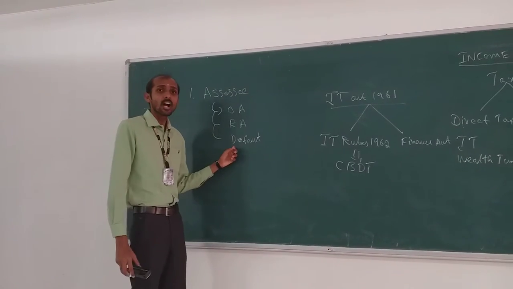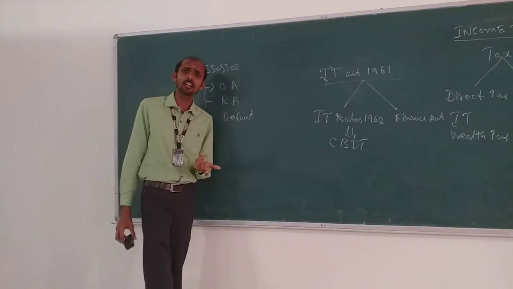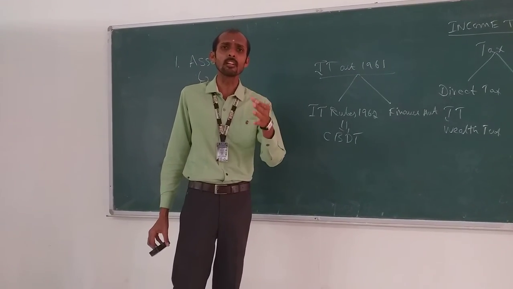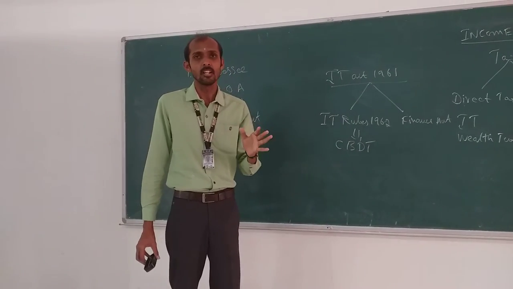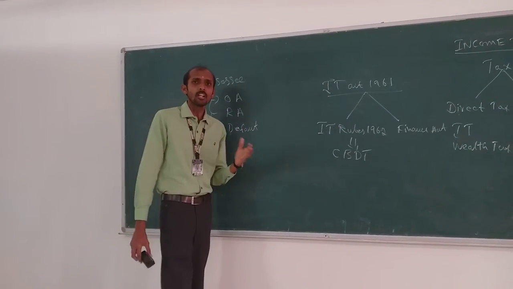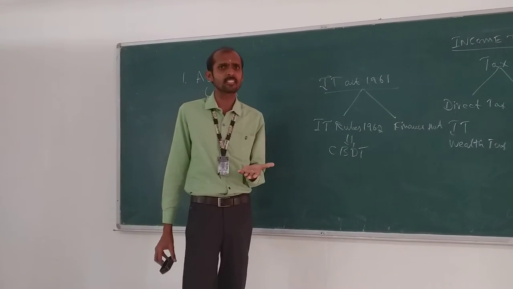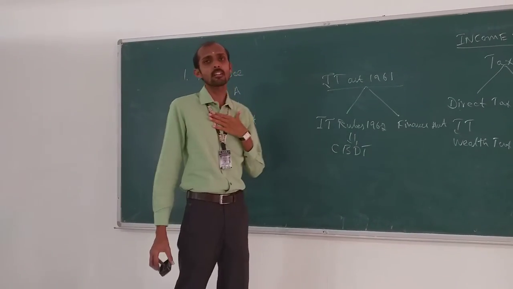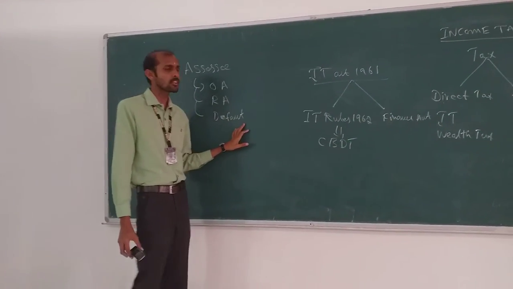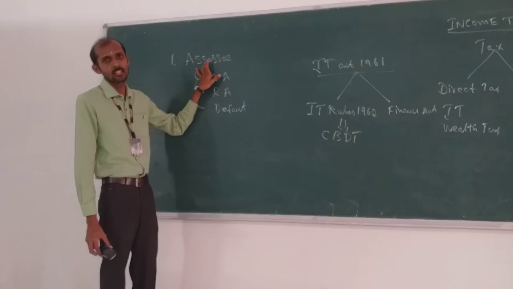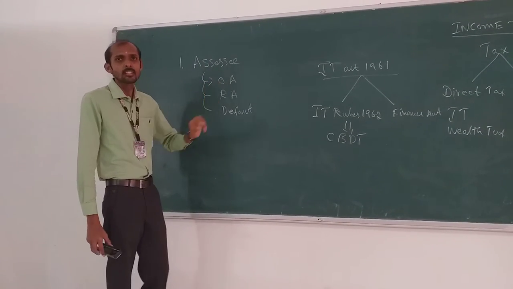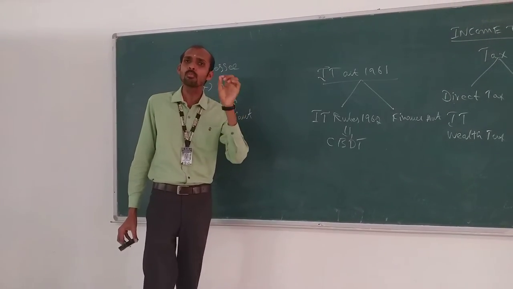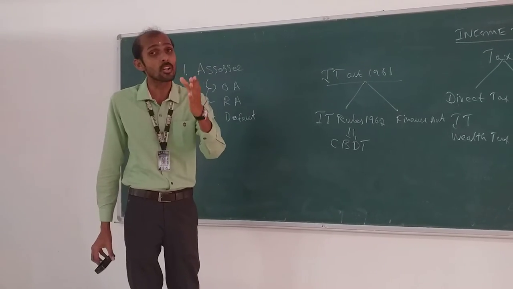The last one, assessee in default. Who is called an assessee in default? Very simple, the person who fails to fulfill the legal obligations. If I am earning money, I need to pay tax. If I fail to pay the tax, I am called an assessee in default. So this is the first definition, assessee. The term assessee means a person who pays tax, or a person whose income is assessed for tax.